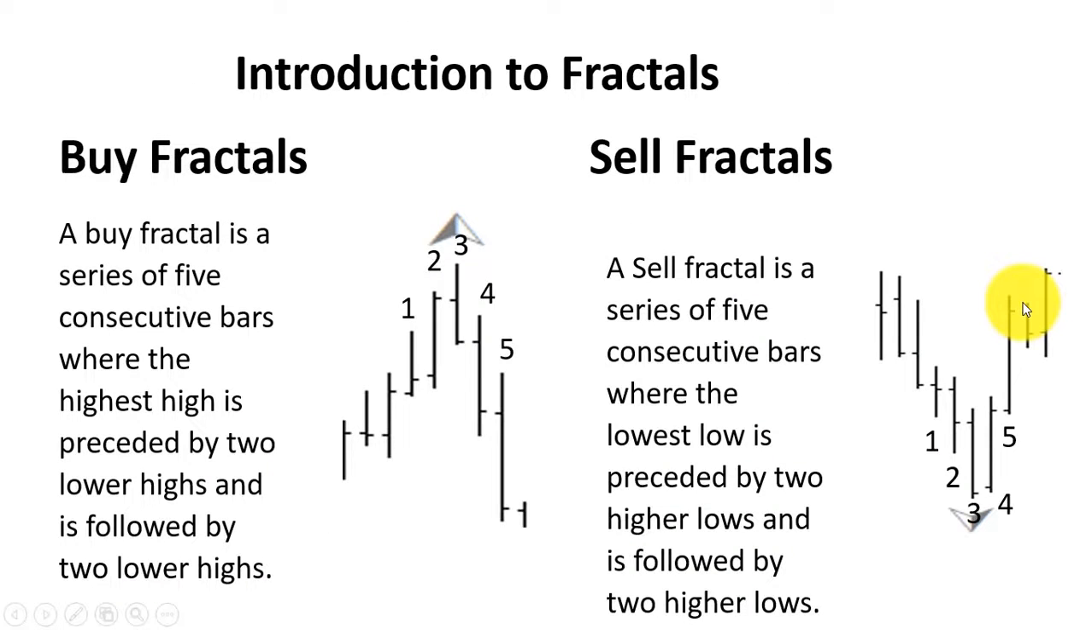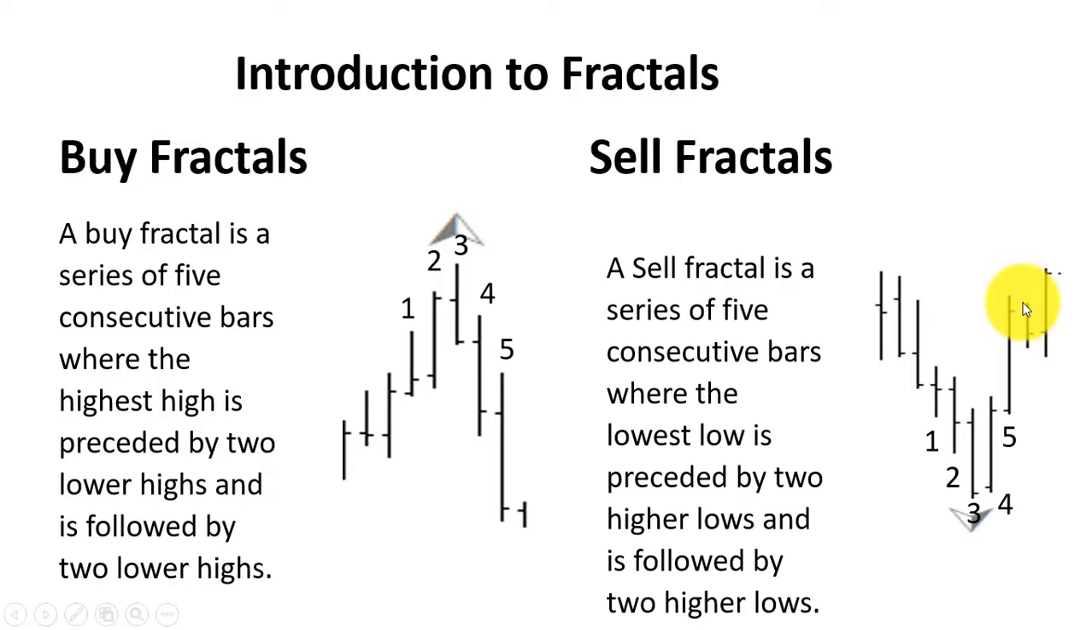Now we are going to introduce fractals. When people hear the word fractal, they often think about complex mathematics, don't they? This is not the case. Fractal here refers to a recurring pattern that occurs in chaotic price movement. Fractals are composed of 5 or more bars. So there are rules to identify fractals.